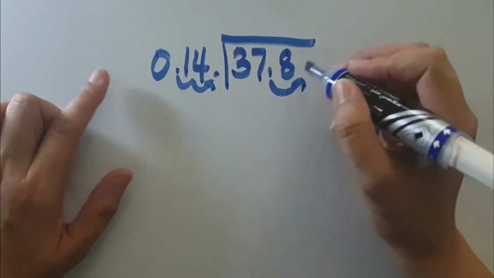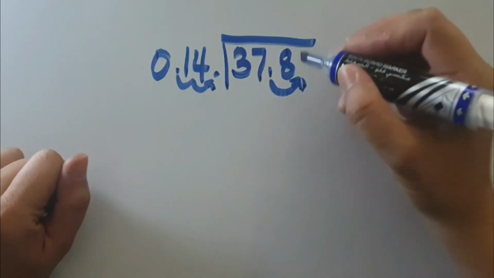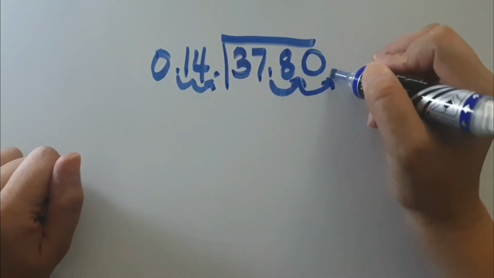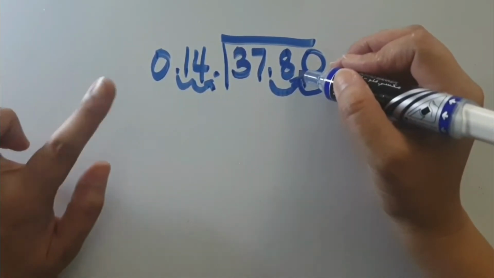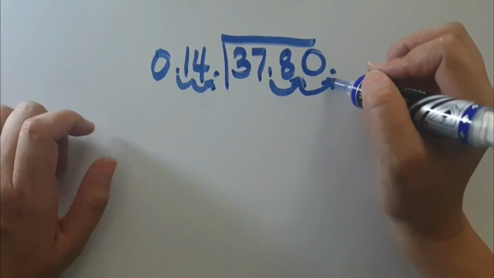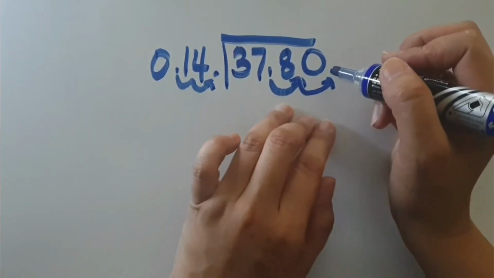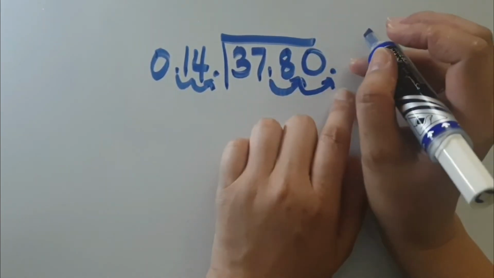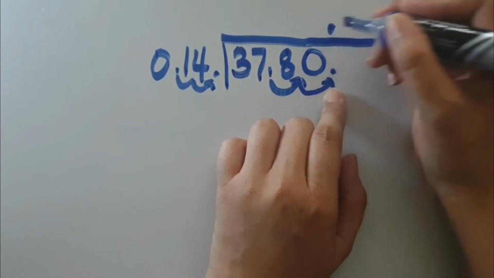But, oh, we only have 1. What should we do now? That's good. We need to add 0. We should not stop there because remember, whatever you do with the divisor, do it with your dividend. We moved here 2 places to the right. We need to move here 2 places to the right. So if it happens, you just add 0. So our decimal point is there now.